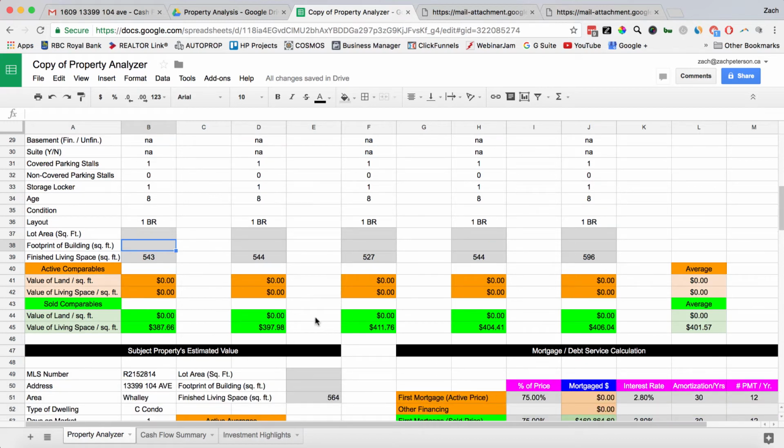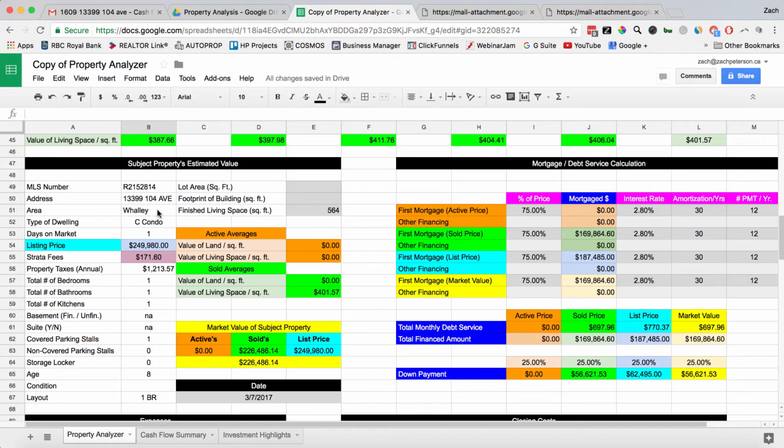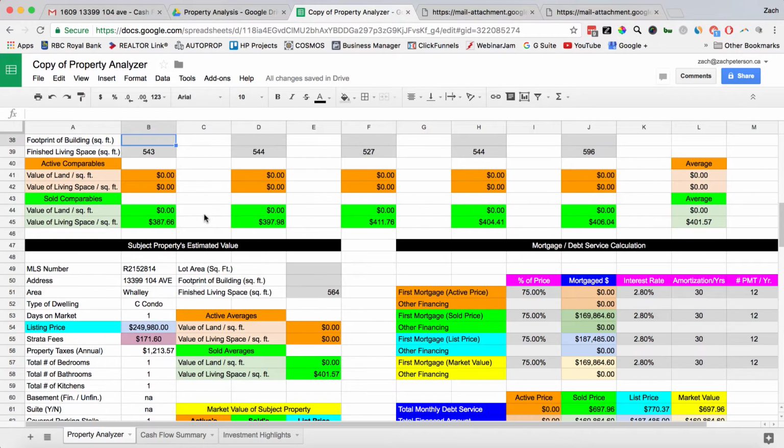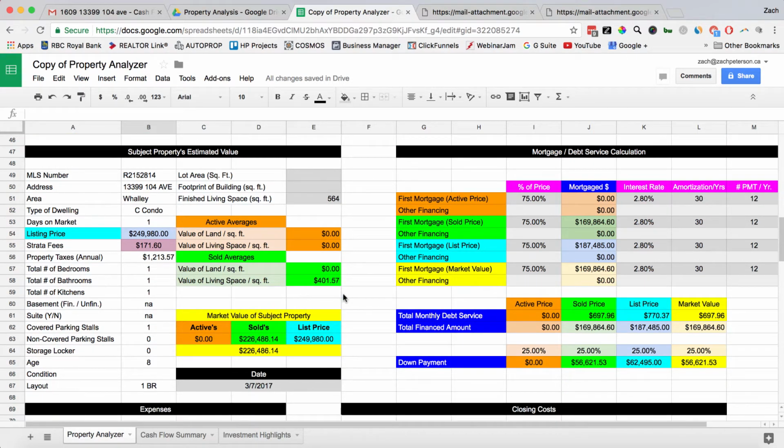So now that we have all our comparables in and we have the average square foot, we've already punched in the information for the subject property. What this is going to do is take the average value of the land and the average value of the living space, and use these numbers from the subject property to calculate market value for that property. You see here we got the sold averages and the active averages. We didn't use any actives, so we're just going to use the solds. And so the solds in the area are going at $401 a square foot.